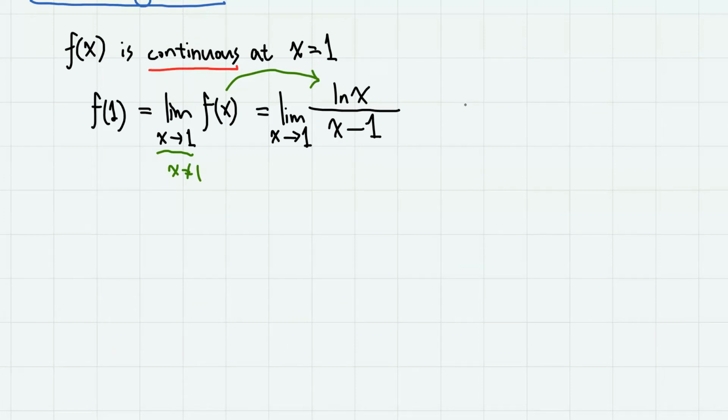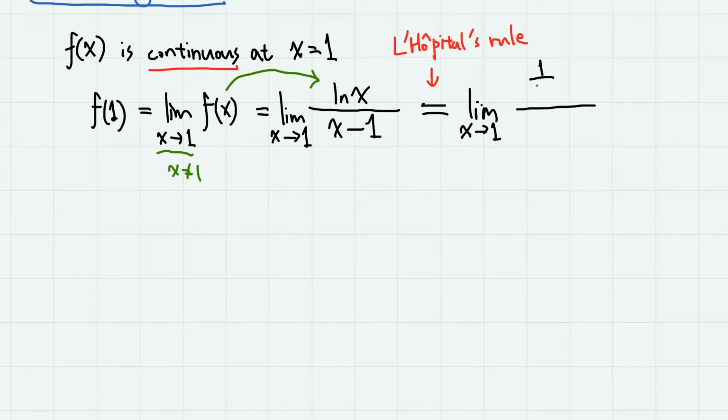And actually the value of this limit can be found by using the famous L'Hopital's rule. So if we take the derivative of the numerator, we have 1 over x. And if we take the derivative of the denominator, we have 1. So the value of the limit is 1.